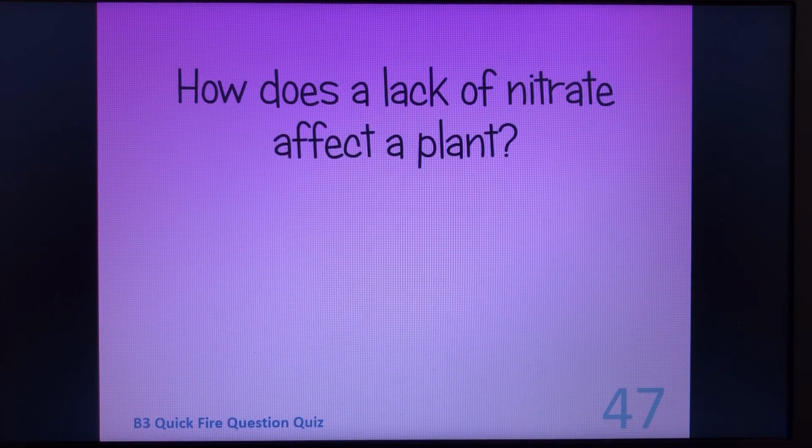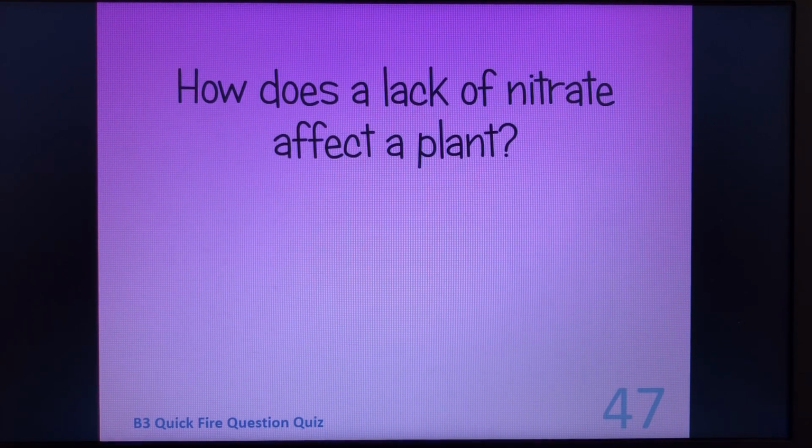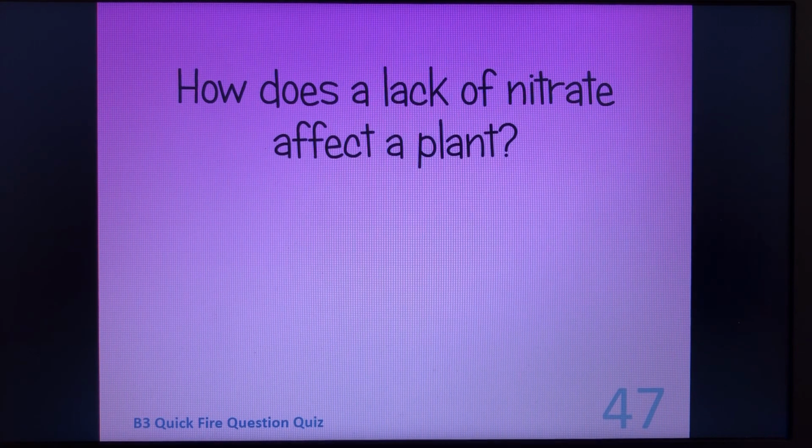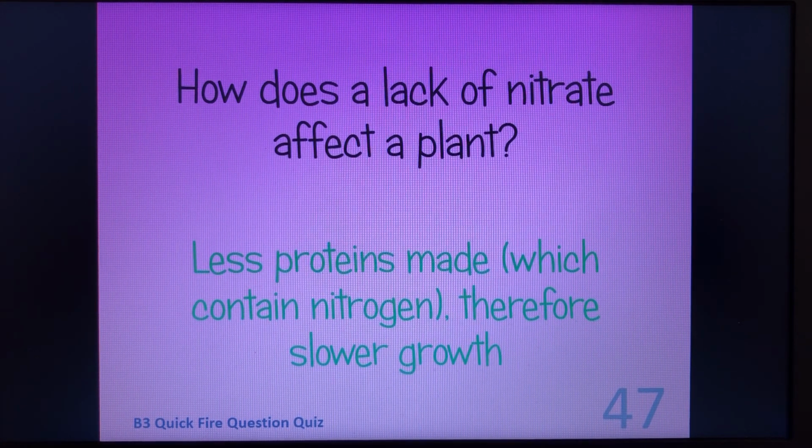Question 47. How does a lack of nitrate affect a plant? It doesn't affect photosynthesis. Okay. And the answer is that less proteins are made because the nitrogen in nitrates goes into making proteins. First of all, that nitrate goes into making amino acids. Amino acids build into big chains called proteins, and proteins are used for growth. So if there's less proteins, there will be slower growth.